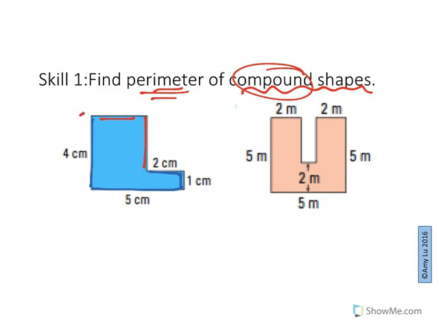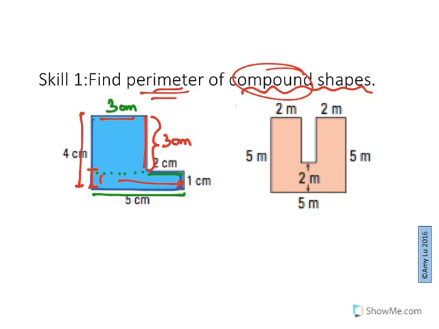Since I know that from here to here it is 4, and I know from here to here it is 1 because of this one right here, I know that this part has to be 3 centimeters tall. Now, because I know from here to here is 5, and from here to here is 2, that means I know the rest of it has to be 3, because 5 minus 2 makes 3 centimeters.